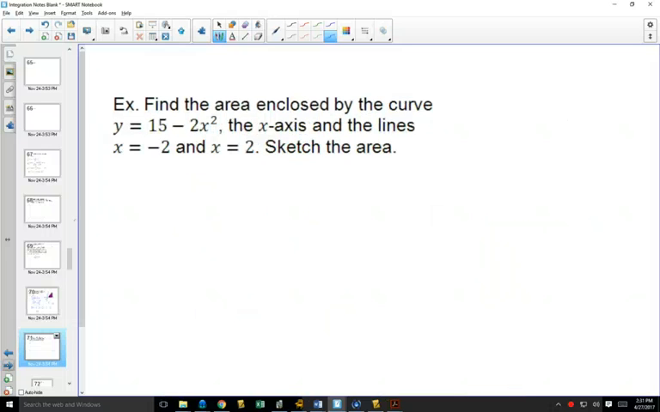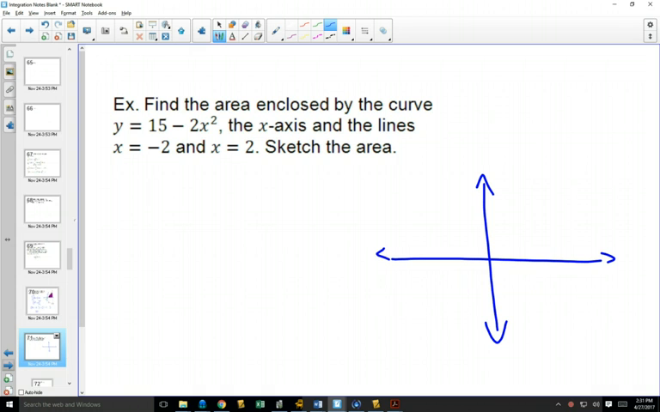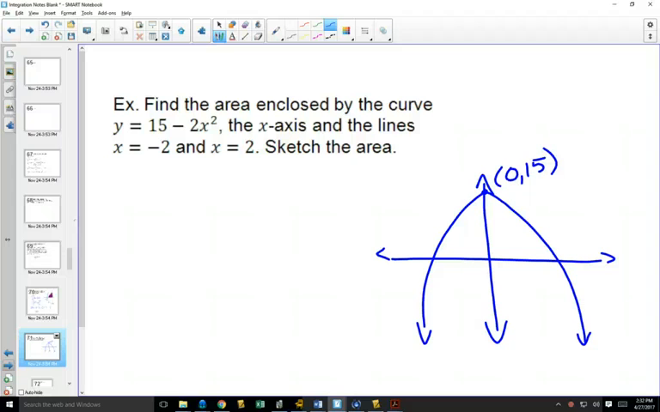Find the area enclosed by the curve 15 minus 2x squared, and the lines negative 2 and 2. So again, we're going to want to make a sketch of what's happening. 15 minus 2x squared, that's going to be a parabola that opens down. It's going to have a vertex at 0, 15. And the question is, where are these x-intercepts? Because those x-intercepts are where things go into the negatives.